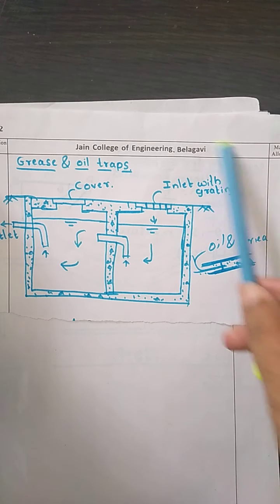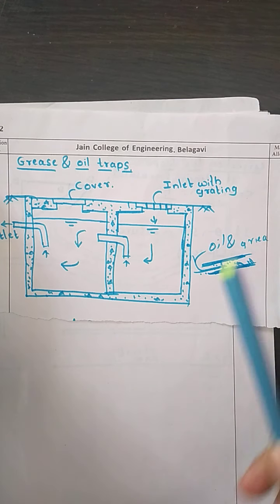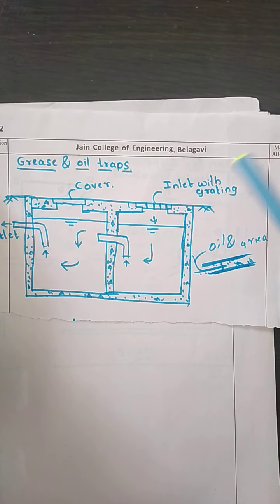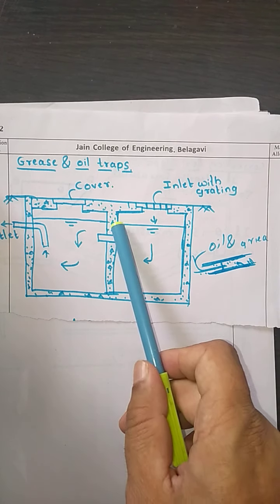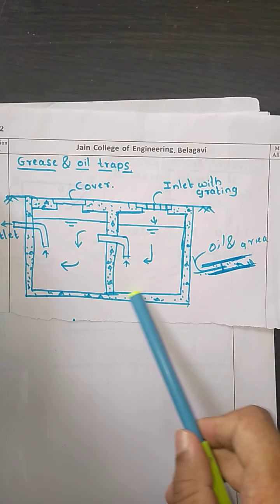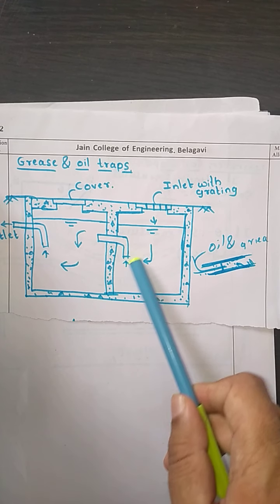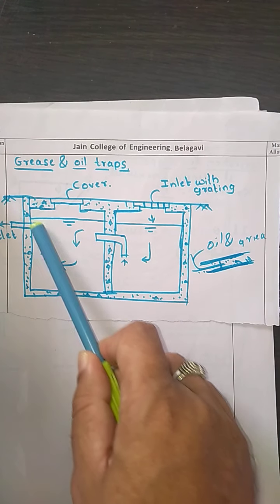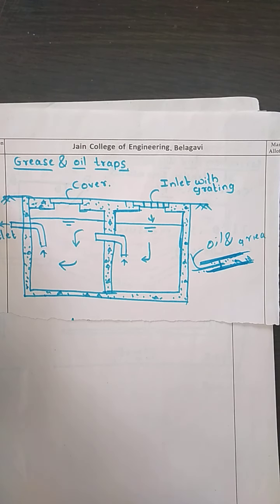Here we have provided an inlet with a grating. The reason is that large floating matter should not enter the oil and grease trap. The oil and grease will be retained in this particular chamber, and only the wastewater flows outside. So this is how the oil and grease get removed from the wastewater.